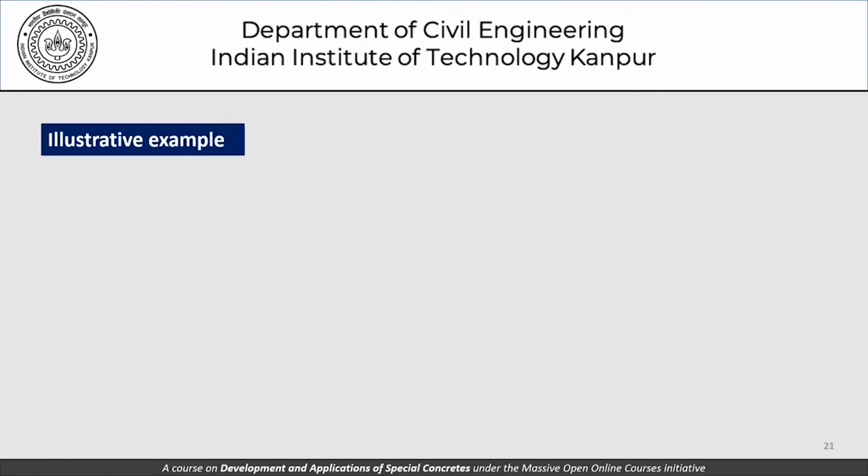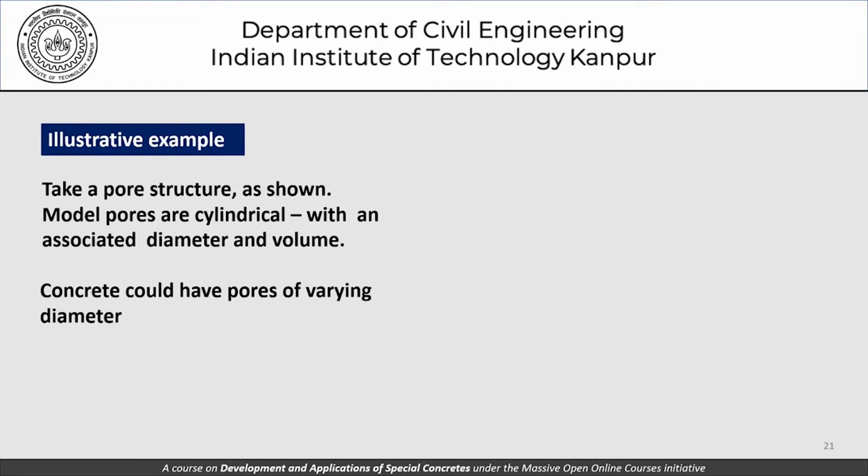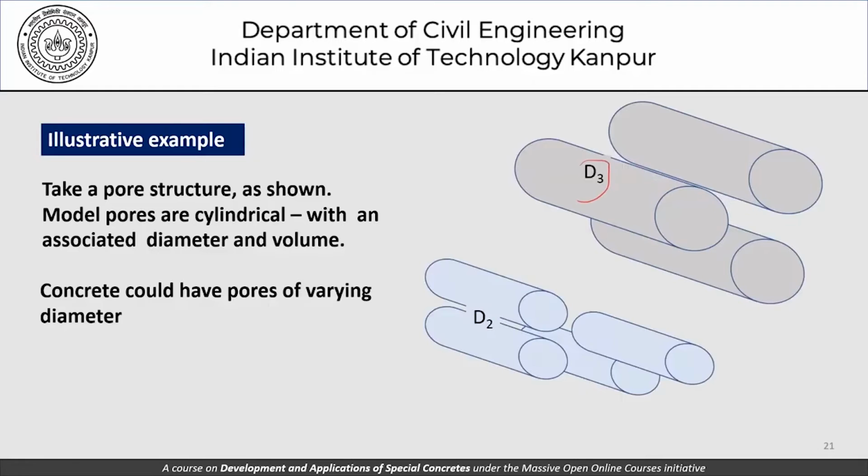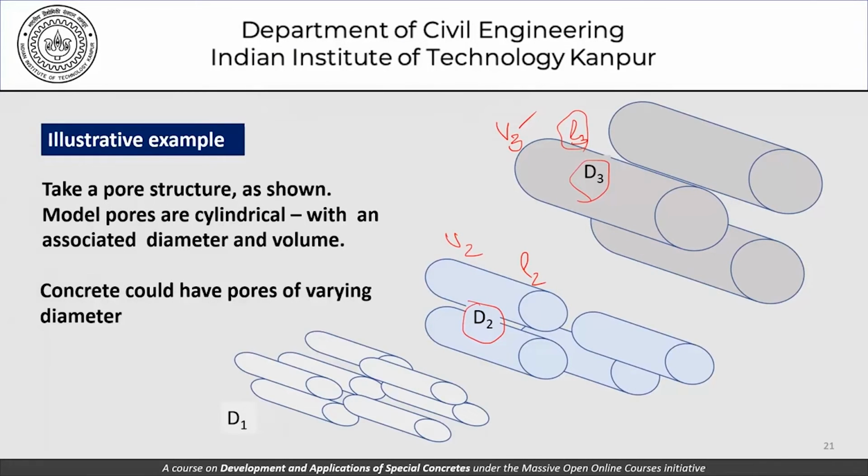Let's try to understand some of the concepts that we've covered today through an illustrative example with a pore structure, pores being taken as cylindrical, associated with a diameter and a volume. Let's take cylindrical pores having a diameter of D3 and they have a volume associated with them, let's say V3, which means that we need to have a certain amount of length associated with it. We can take it as L3 and we'll get a volume V3. Similarly, for D2, length L2 and we'll get a volume V2. For a diameter D1, we have a length L1 and a volume V1.